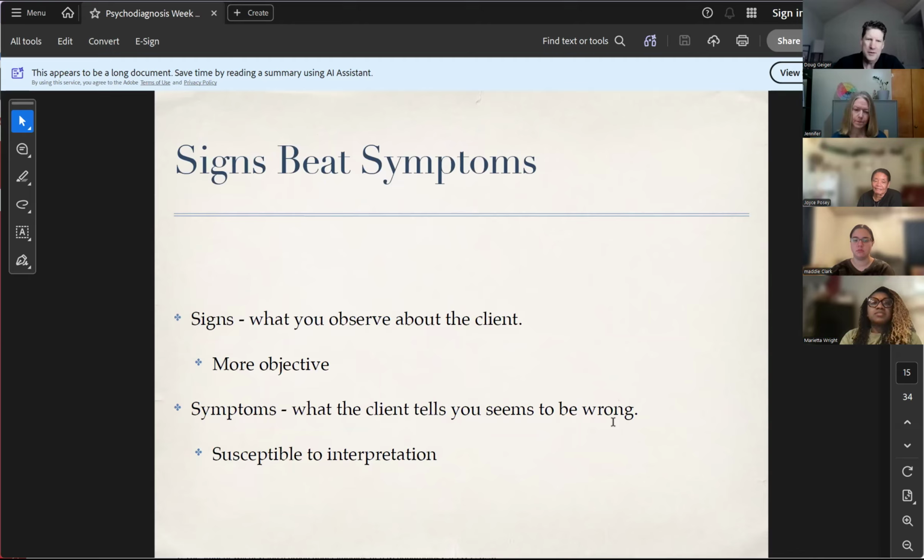Okay. Signs beat symptoms. Signs are what you observe about the client, so it's objective. Symptoms are what the client tells you they have, what seems to be wrong inside them. So that's more subjective on their part. Signs are what you observe and symptoms are what they observe.